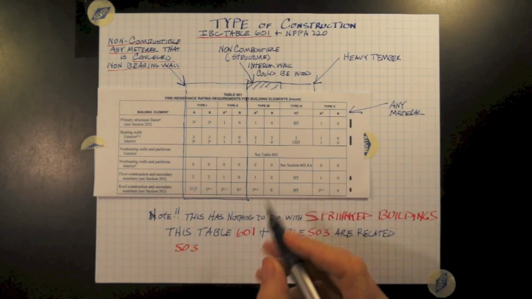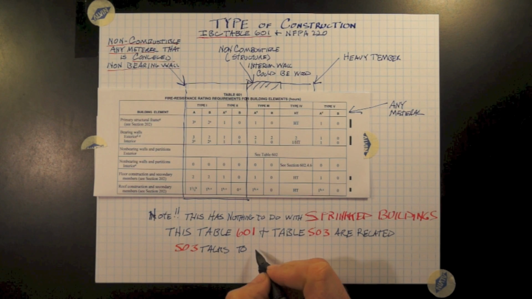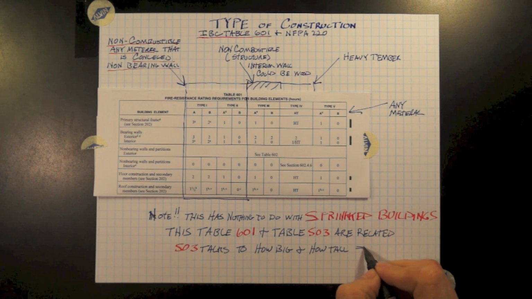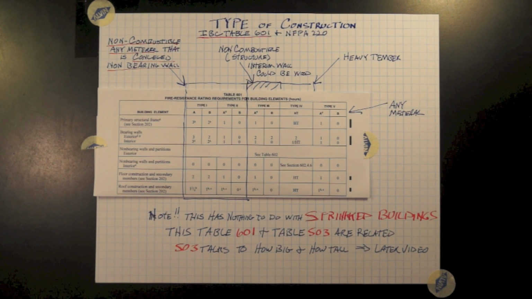Table 503, which we'll review later, talks to how big and how tall the building is or can be based on your type of construction. If we were building a solid concrete building or a solid steel building with a lot of fireproofing, we're allowed to build much bigger, and we'll review that in a later video.